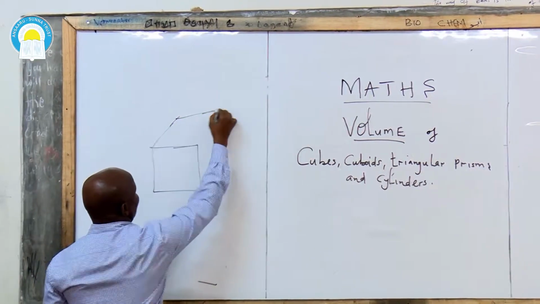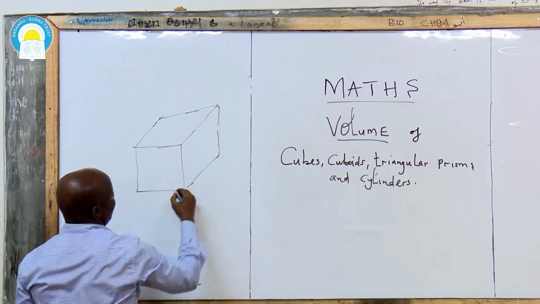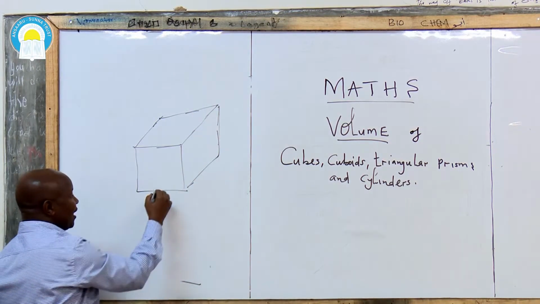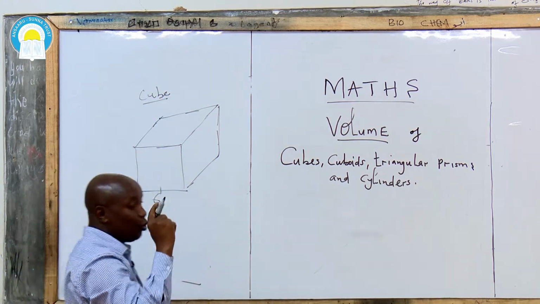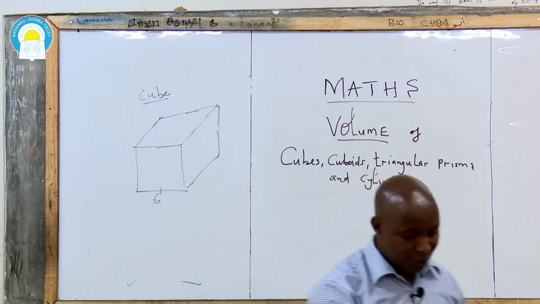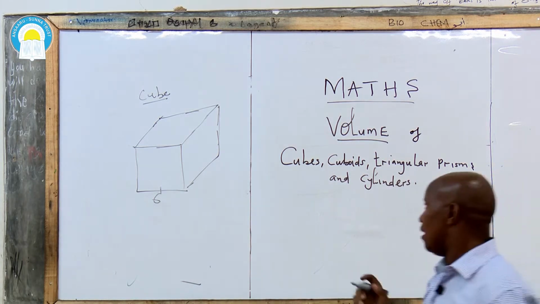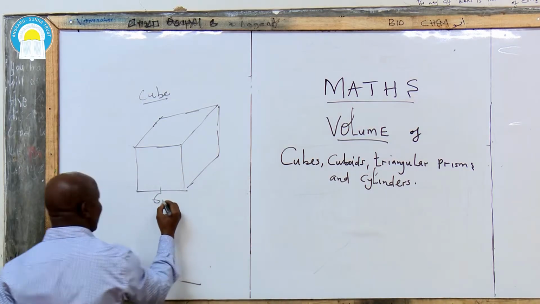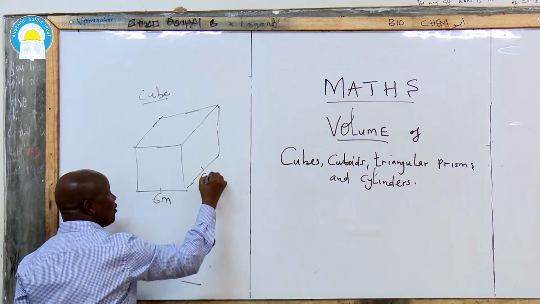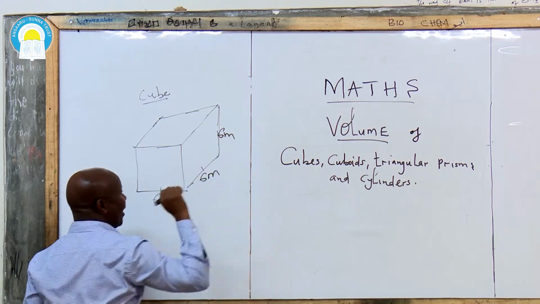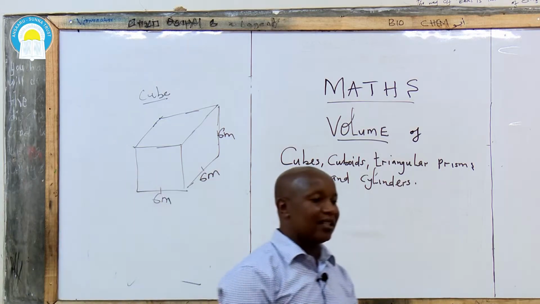Look at my diagram. This is a very good sketch of a cube. If it's in an exam, you are only given one side. You are to use your mind and your brain to know that once you are given one side, it implies all the sides. When you are given 6 meters, automatically the other sides are all 6 meters. And the volume of a cube is side times side times side.